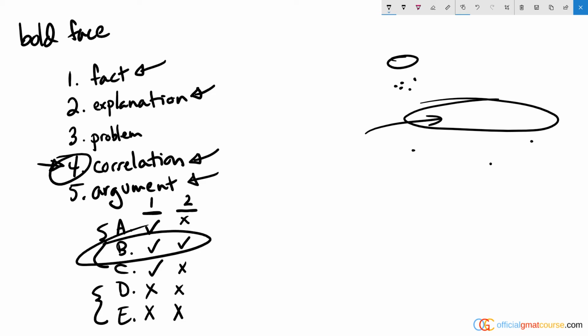And boldface can be tough. Take it step by step, process of elimination. Try to knock stuff out. Don't try to find exactly what you're looking for.